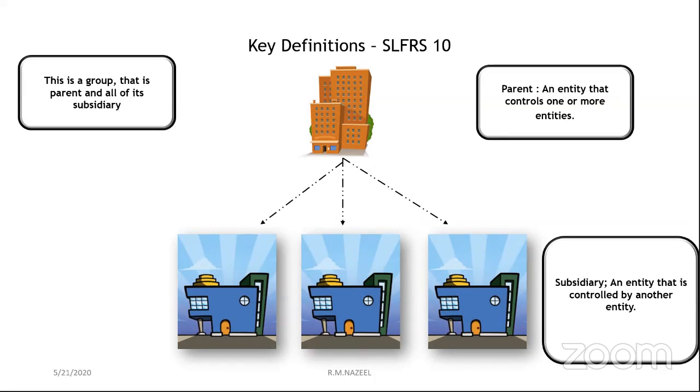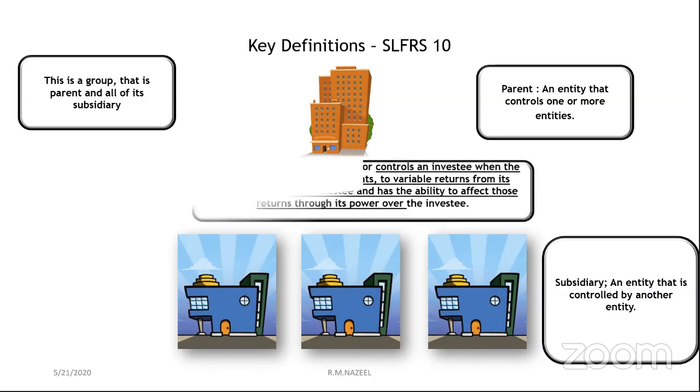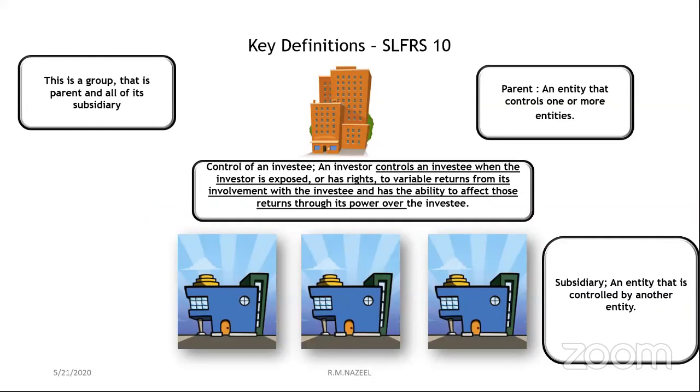Now, after understanding the basic definitions, we need to understand the guidelines given in SLFRS 3 for you to do the business combination, because this will carry step number 1 to step number 5 more or less. So you can see, students, I have given the control part here in a very detailed format. Control means an investor controls an investee. Investor means the parent company, investee means the subsidiary company, right?